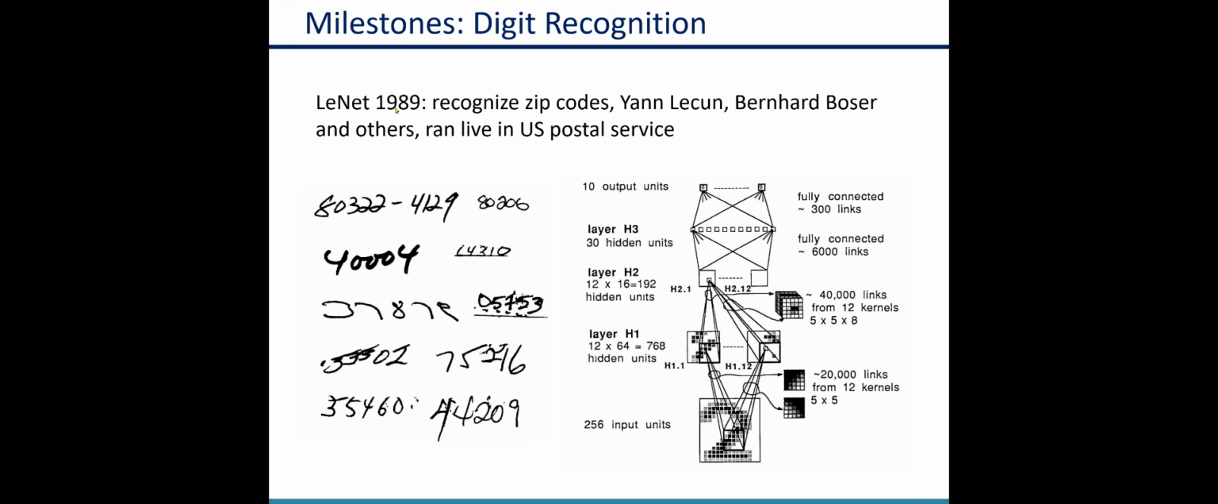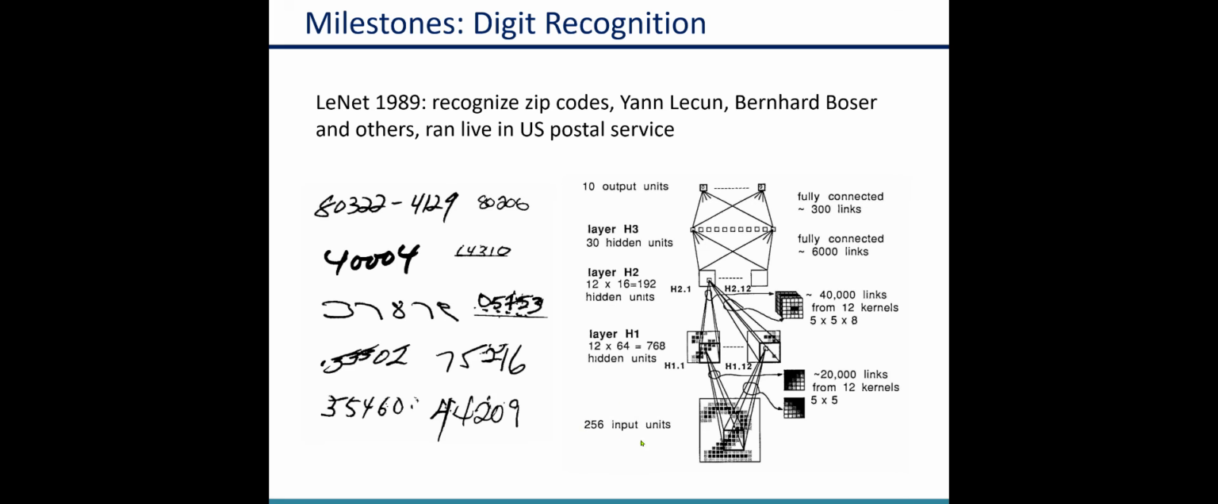In this example you can see LeNet 1989, which recognizes zip codes. Yann LeCun was the first one to define this, so based on his name the network is called LeNet. Bernard Boser and others worked with the US Postal Service. They give this input and divide it into 10 output units, and the layers are defined. They use 3 hidden layers. For the third, they use 30 hidden units; for the hidden layer H2, they use 12 times 16, 192 hidden units; and for H1, 12 times 64, 768 hidden units.